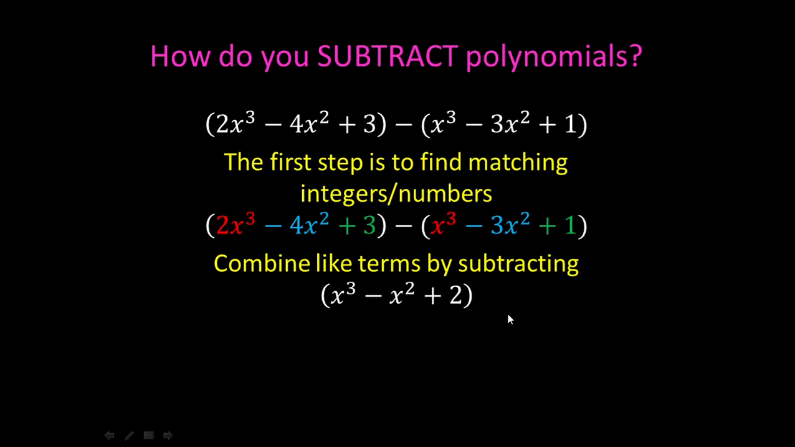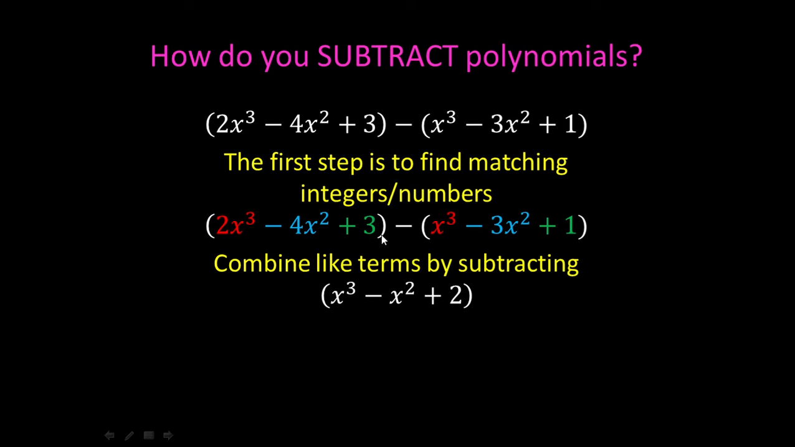How would you subtract them? Well, suppose you had the same equation as before, 2x cubed minus 4x squared plus 3 minus x cubed minus 3x squared plus 1. So your first step, like before, would be to find matching terms. So 2x cubed and x cubed, negative 4x squared and negative 3x squared, positive 3 and positive 1. So here you would combine like terms, but instead of adding, it'd be subtracting.